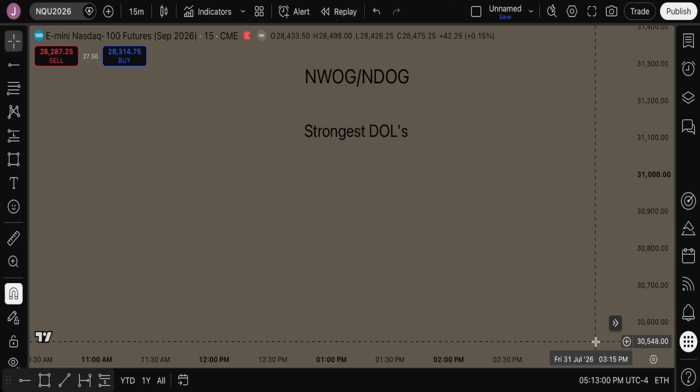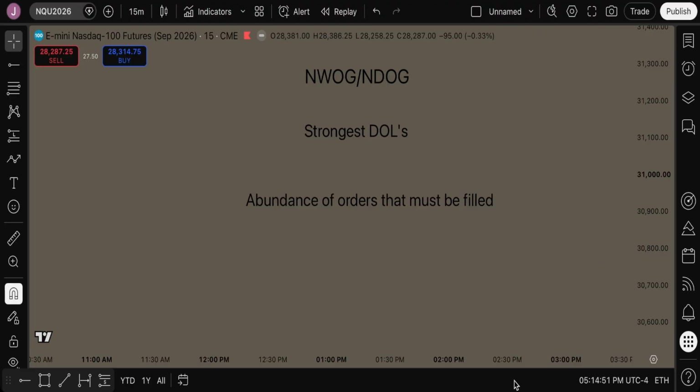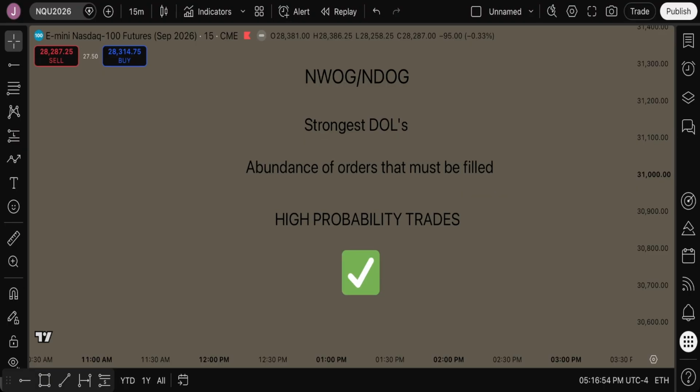Now, there is a very significant reason these two DOLs are talked about so much, and that is because they are considered the strongest draws on liquidity that you can see while trading. The reason this is the strongest duo is because inside of the gap, there's an abundance of overnight orders that must be filled before price either moves higher or lower. This overall results in extremely high probability trades when the NWOG is your DOL.